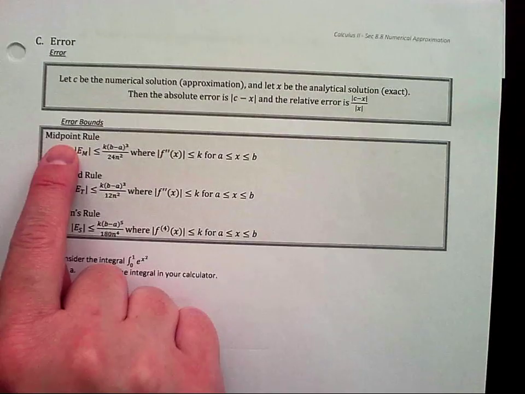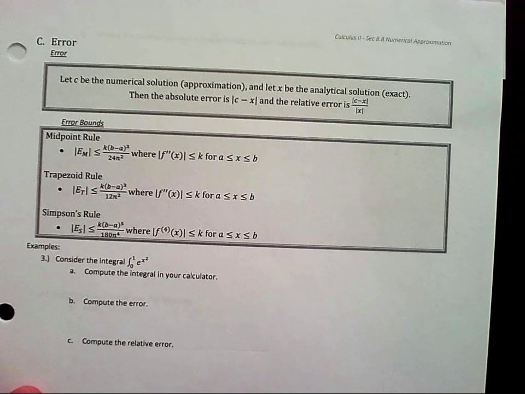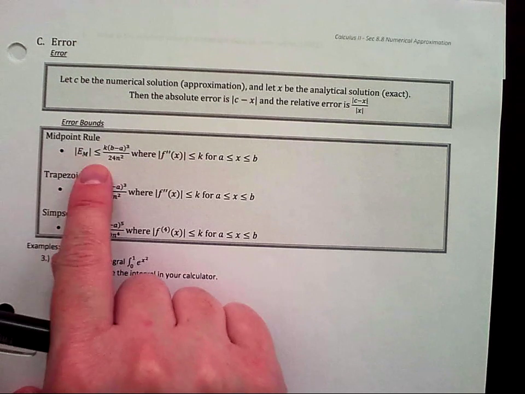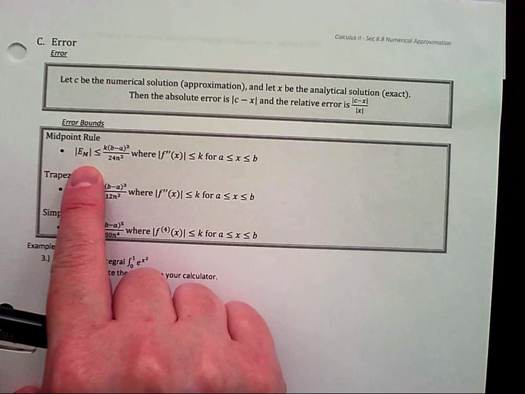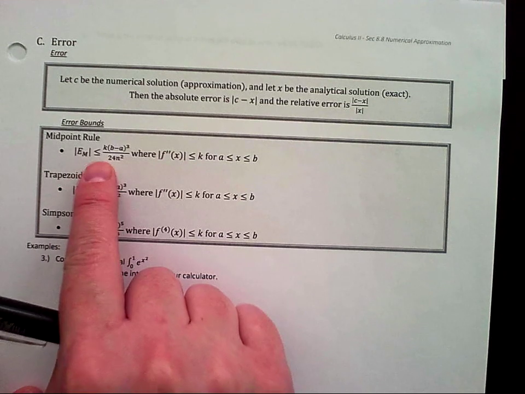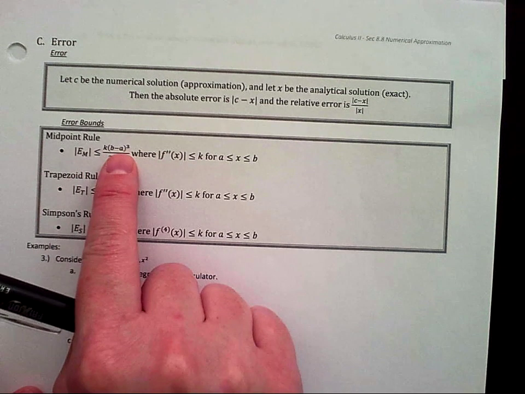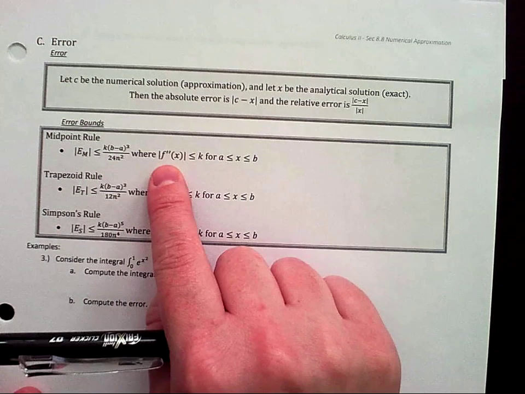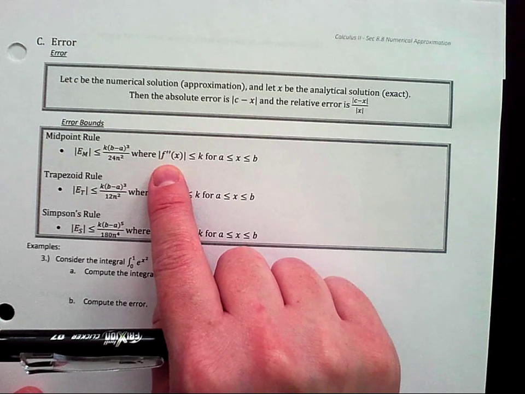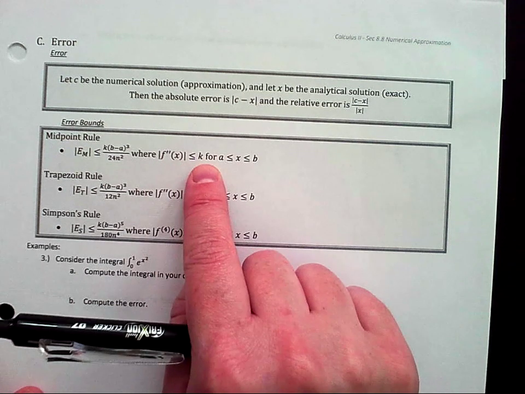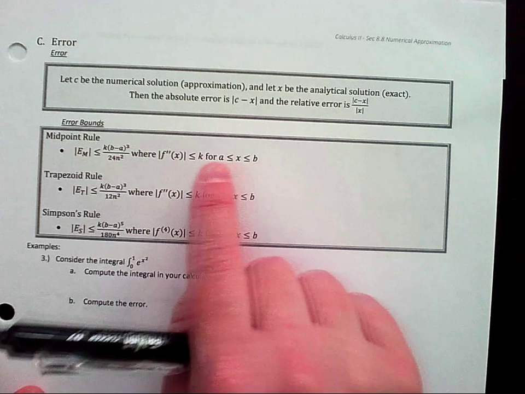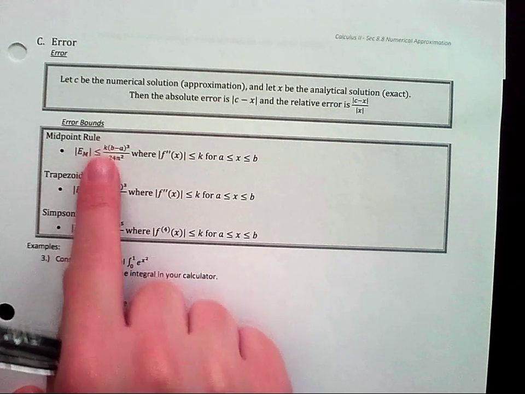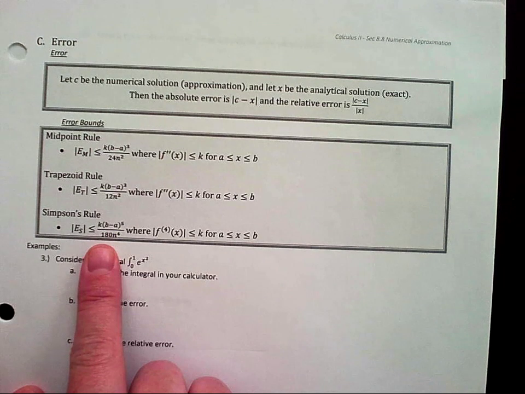All right, and then here's error bounds for midpoint rule, trapezoid rule, Simpson's rule. So we're talking about the maximum error. E sub n is the maximum error for the midpoint rule. Is less than or equal to k times b minus a cubed over 24n squared, where the absolute value of the second derivative of f is less than k for a less than or equal to x less than or equal to b. So there's different rules for trapezoid, midpoint, and Simpson's rule. They vary just a little bit.